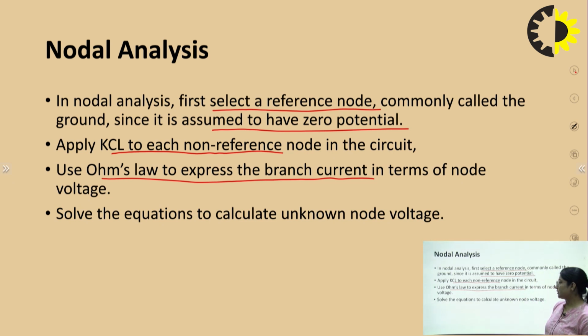We will be getting some equations which will consist of unknown node voltages. Let's say there are two nodes. So two variables will be there, V1 and V2 node voltages, and then we will be getting two node equations. So two equations will solve two unknown variables. Okay, so let's discuss this nodal analysis using some circuits.